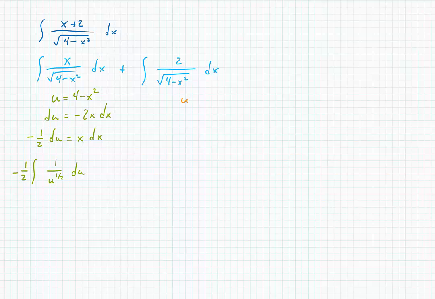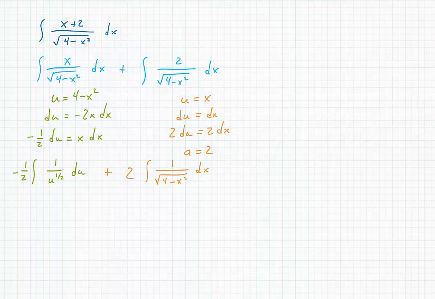On the other side here, we're going to have u is equal to x, du is equal to dx, but we have two dx's, so 2 du is equal to 2 dx, and we're going to note that a is equal to 2. So we'll write that as plus 2 times the antiderivative of 1 over the square root of 4 minus x squared dx. And let's see what happens here.